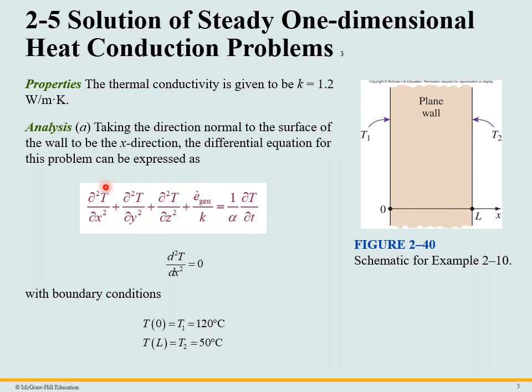So we can take a look at our general rectangular coordinate heat conduction problem. The temperature is not a function of y or z, so those terms can go away. There's no heat generation inside the wall, so that term can go away. And the temperature is not a function of time. It's constant, so that term can go away. So this all simplifies down into a very simple ordinary differential equation. The double derivative of temperature with respect to x is equal to 0. And then we apply the boundary conditions: the temperature when x is 0 is 120 degrees C. The temperature when x is equal to L is 50 degrees C.